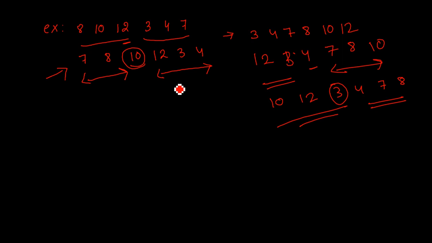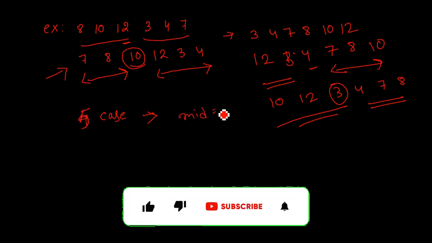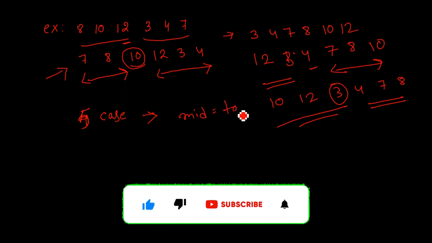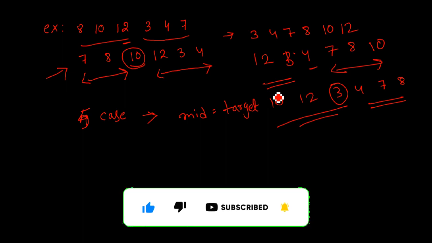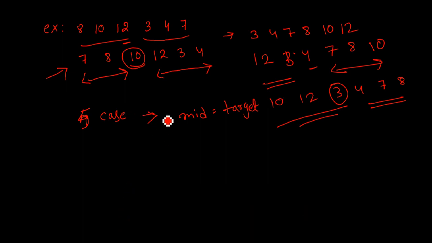The same way, we have now kind of four cases, not four, 5 cases. What is that? Mid equals our target. So if mid is target, no need to worry, we will simply return. This is the first case.